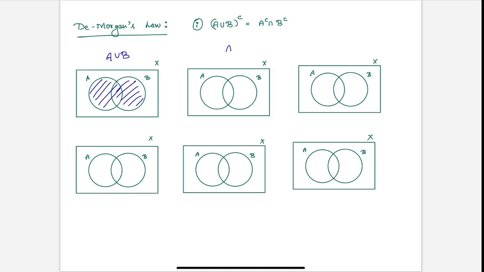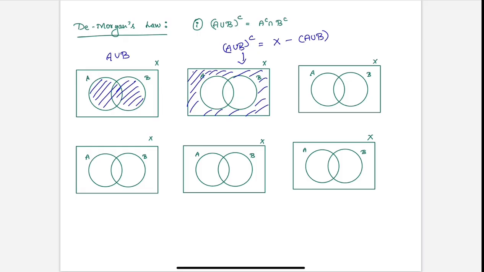Next, what do we want? A union B whole complement. How do we get it? It is X minus A union B. We have to remove the elements of A union B. Then what remains? The outer part of A union B, right? So this is now our A union B whole complement.